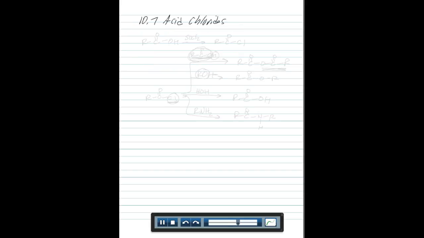Section 10.7 is acid chlorides. Like I said, acid chlorides can pretty much make everything. Just to remind you, to make an acid chloride, you start with the carboxylic acid. Remember, you can make everything from the carboxylic acid. The acid chloride is the most reactive one. I mean, you can take an acid chloride and spit on it and the thing will react. So let me show you. You can take an acid chloride, and if you add a carboxylic acid to it, that makes the anhydride.